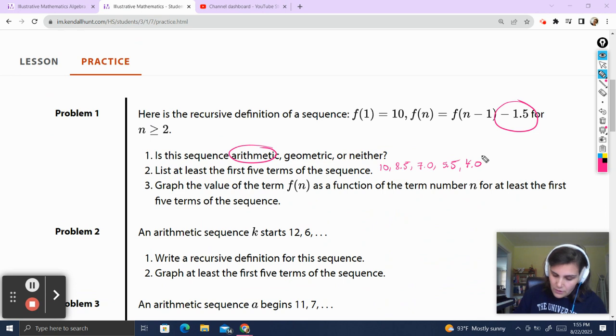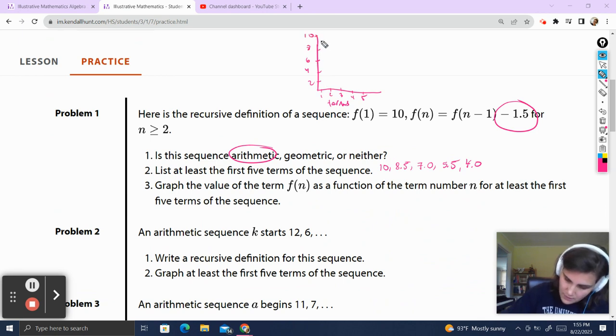Graph the values of the term f as a function of the term number n for at least the first 5 values of the sequence. So we are going to have a function. This is going to be terms. We're graphing 1, 2, 3, 4, 5. And we raised for 10, so let's do 2, 4, 6, 8, 10.